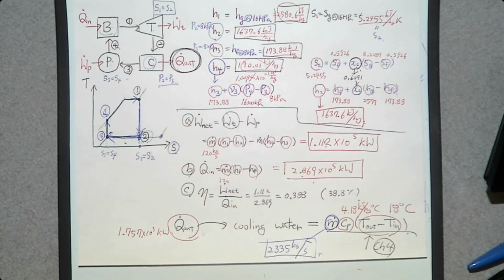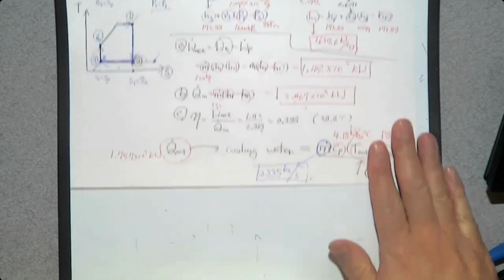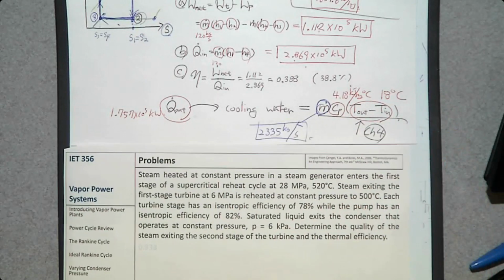Then the next problem, so I told you that this is the easiest one. The next problem, we are still writing here, right? The next problem, we have a steam generator. So we have a superheated vapor at the inlet of the turbine. Supercritical reheat cycle with an isentropic turbine efficiency of 78%, isentropic pump efficiency of 82%. So this one is, I think, the hardest problem that we can see in this chapter.